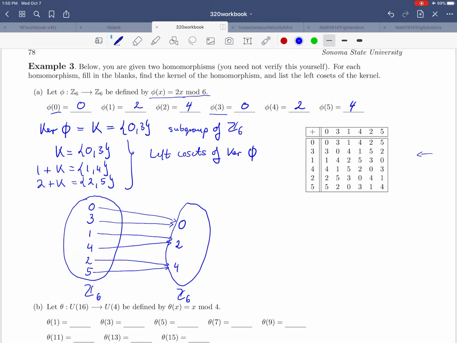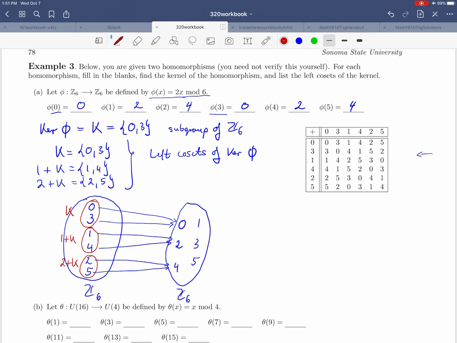So there's something interesting going on here. The elements in each coset map to the same element in Z6, and then 3 elements don't get hit at all. 1, 3, and 5 we never hit. And so there is a little bit of structure that we can identify right here, between our cosets and where they map. And a little bit of notation.